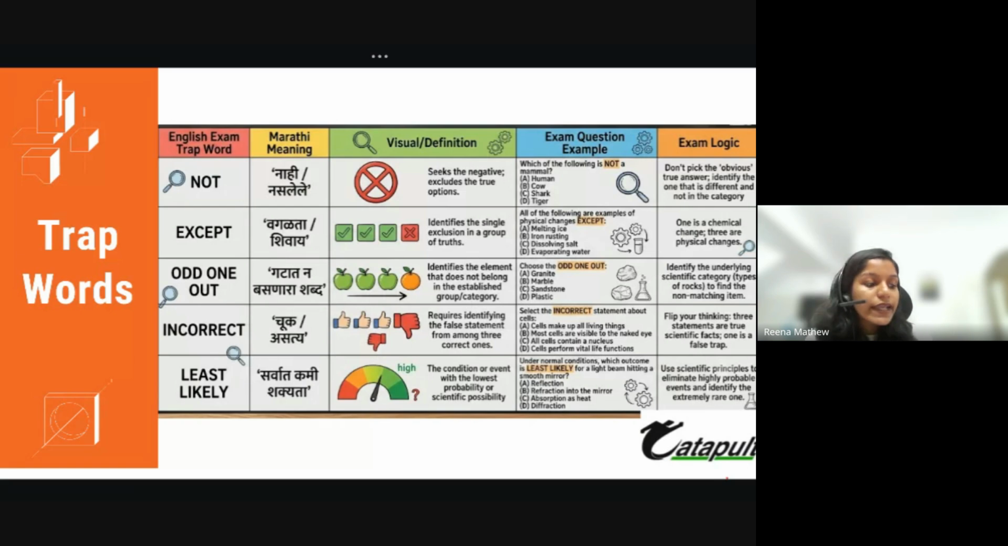Next one we have incorrect. Incorrect is you have to look for the galat option. And then we have least likely. Least likely matlab sabse kam sambhavna. What is least likely to happen? It is a condition or an event that has the lowest probability to happen. I'll explain this later when we come to the exercise.